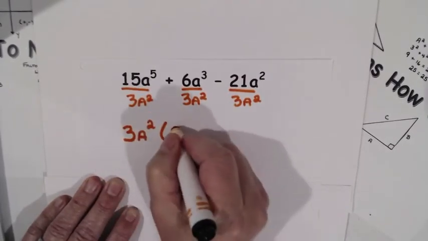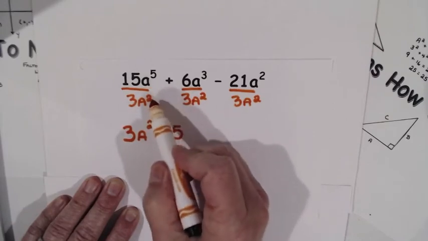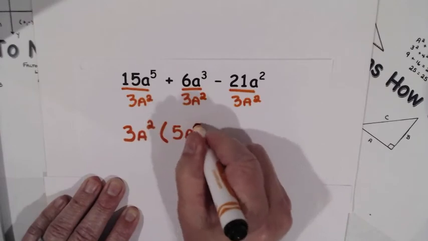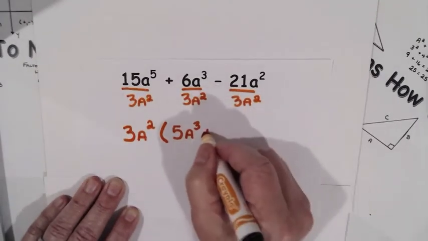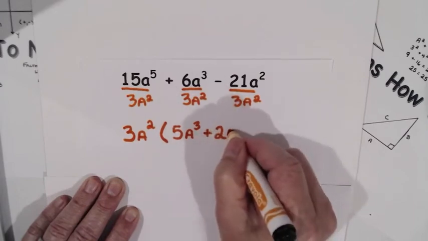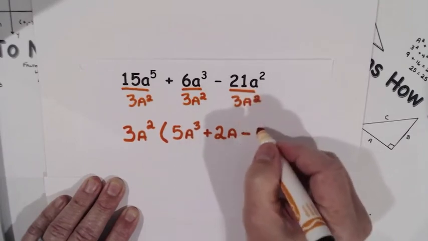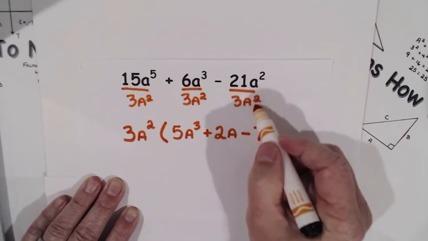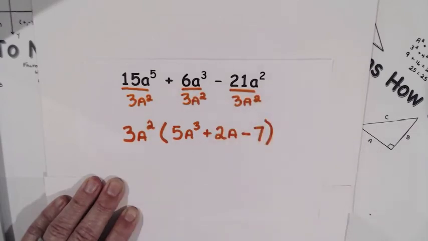15 divided by 3 is 5. After I subtract these exponents, I'm going to have 3 a's left over. 6 divided by 3 is 2. After I subtract these a's, I'm going to have 1 a left over. Minus 21 divided by 3 is 7. After I subtract these, I have no a's left over there on the end. That's what this polynomial looks like after you factor out the greatest common factor.